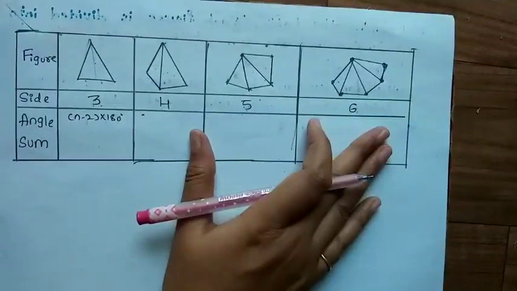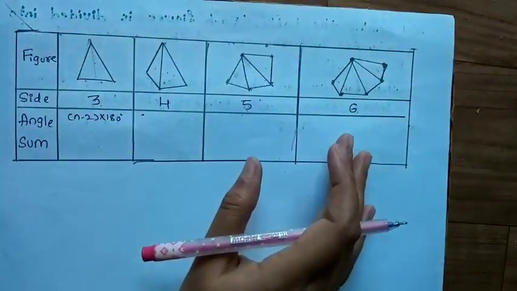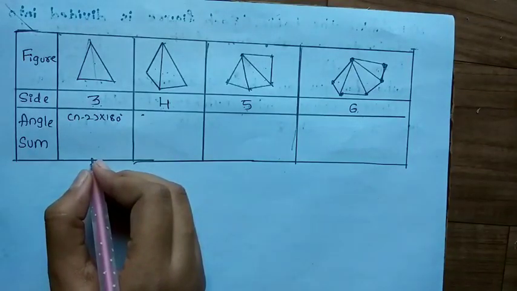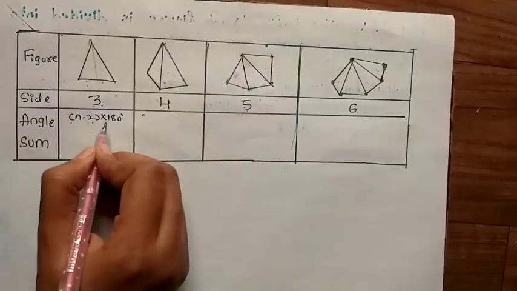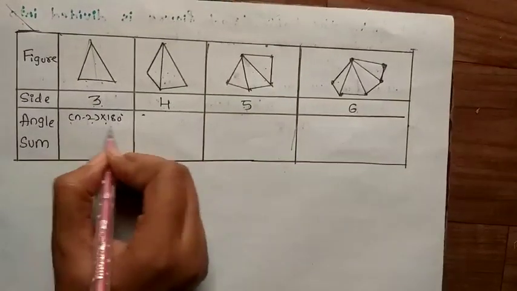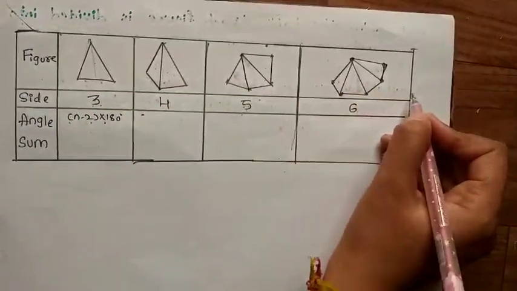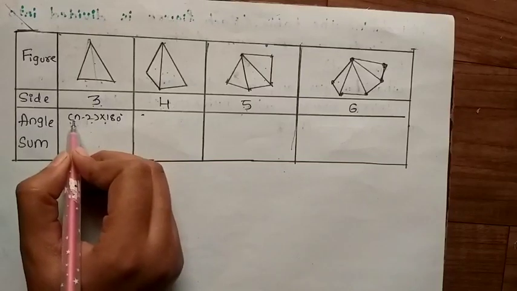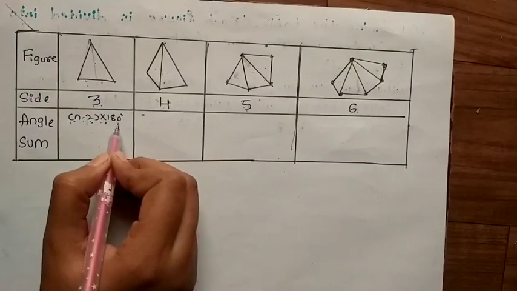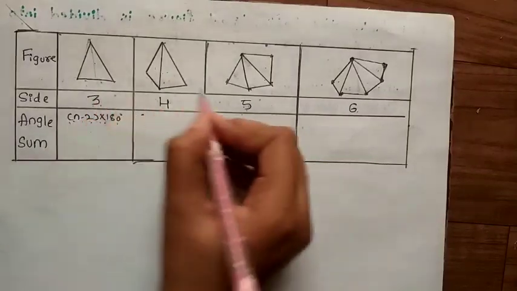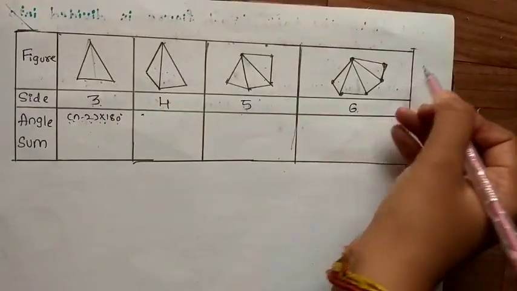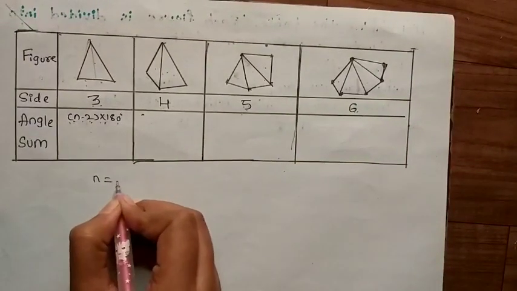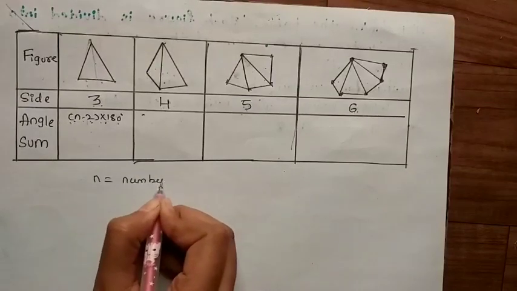This topic was already discussed in the classification of polygons. Here we already know the angle sum property of a polygon with n sides. The formula is (n minus 2) into 180 degrees. I am applying this formula to these figures. Let's see what the answer will be. Here n represents the number of sides.